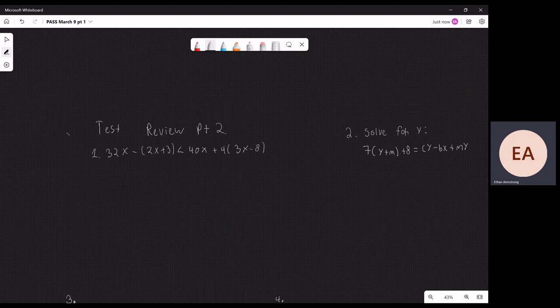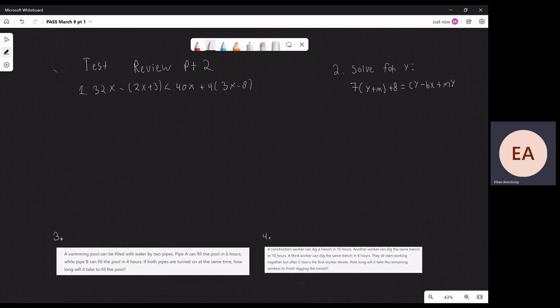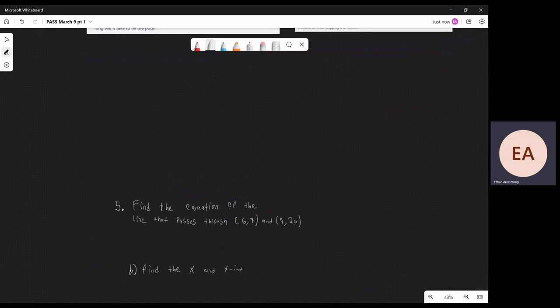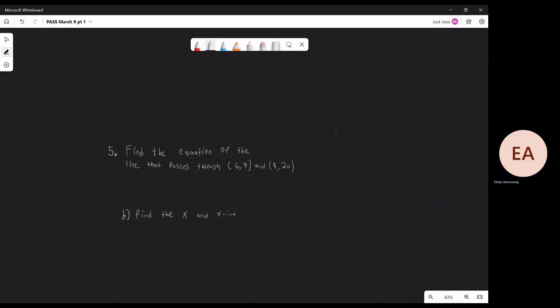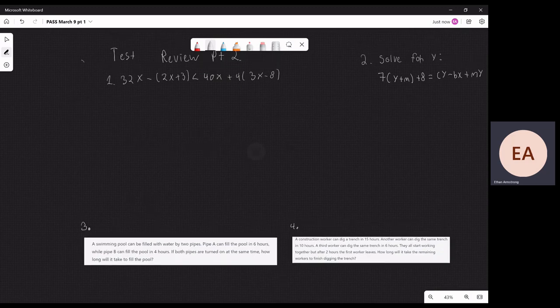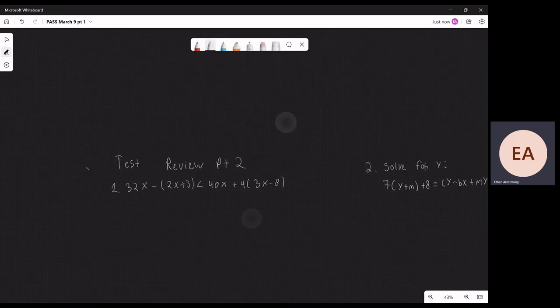Today I'm going to be doing some more review for the upcoming test. I'm going to do some inequality questions and some word problems, and then finally we'll finish off with solving a linear equation problem as well. All right, so first I'm going to start off with this inequality here.